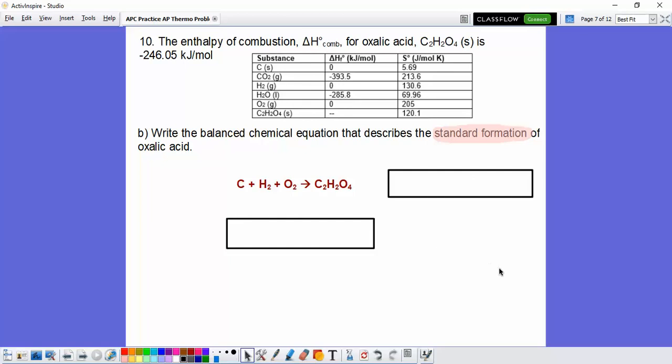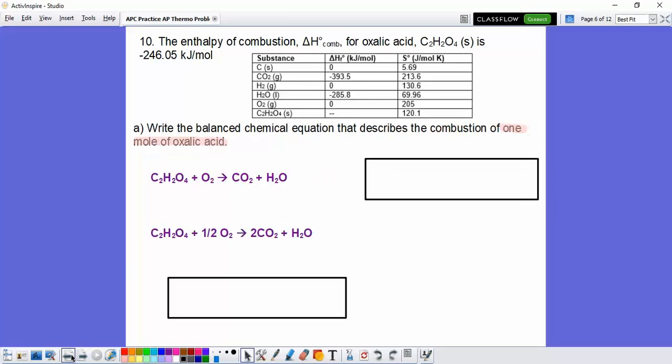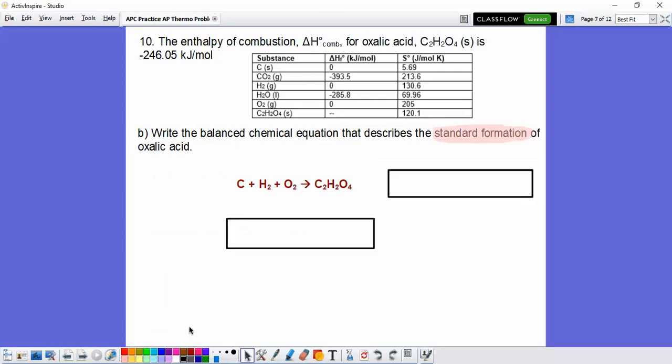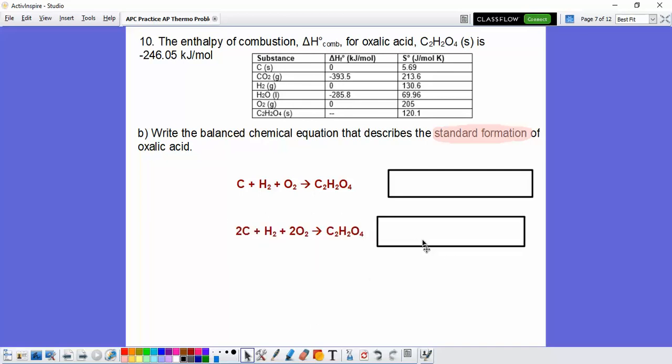Okay. So now when we balance this, just like with our combustion reaction, we wanted 1 mole of oxalic acid. Standard formation is for 1 mole of whatever substance you're forming. So when you balance this, you're going to leave a 1 in front of C2H2O4. And you would end up with this when you're balanced. You need a 2 in front of carbon and a 2 in front of O2. So now we're done with that problem, or with letter B of that problem.